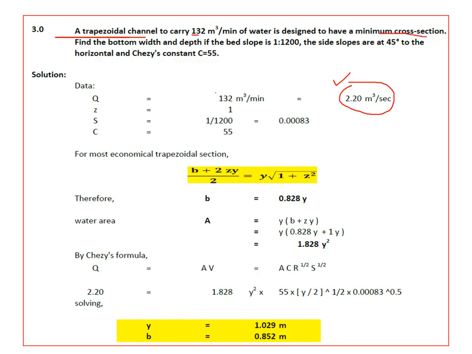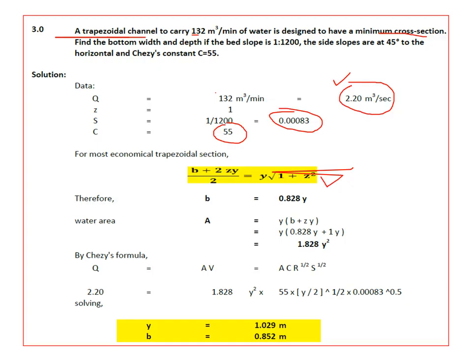If the bed slope is given as 1 is to 1200, and Chezy's constant is given. So what is the first condition to be used in the most economical trapezoidal section? It is (b plus 2zy) by 2 should be equal to y into root of 1 plus z squared. This gives a relation between b and y.